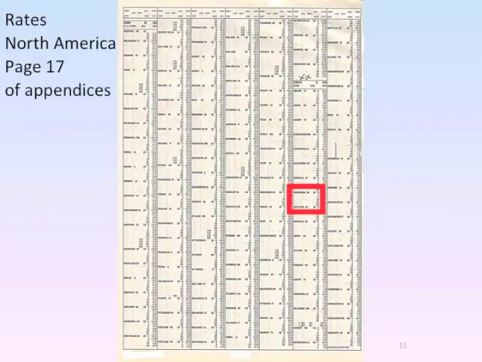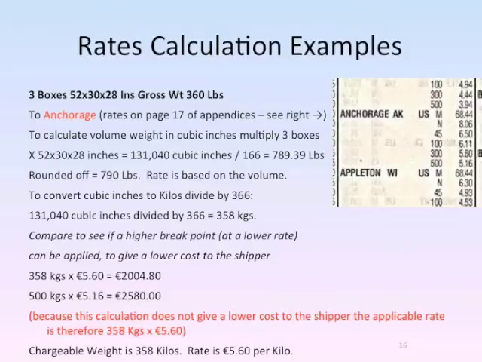Now this is an example of the North American rates and these again are the TACT rates, the air cargo tariff, and these are slightly different in that there will be a minimum rate and then there is break points. There's normal up to 45 kilos, up to 100 kilos, up to 300 kilos, and so on. Now we're looking at 3 boxes, 52 by 30 by 28 inches, and a gross weight of 360 pounds. And this shipment is going to Anchorage in the States.